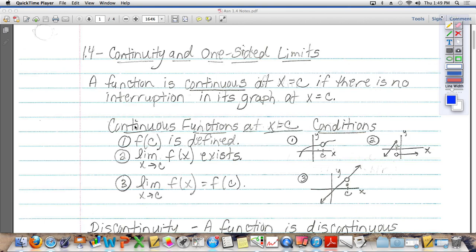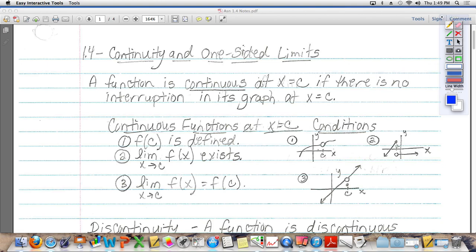1.4 on continuity and one-sided limits. A function is continuous at x equals c if there is no interruption in its graph at x equals c. I think that's pretty self-explanatory. If you have a graph that goes on and on, and at some specific value of x the graph does exist there, it's considered continuous at that point. I don't think that's a huge deal.